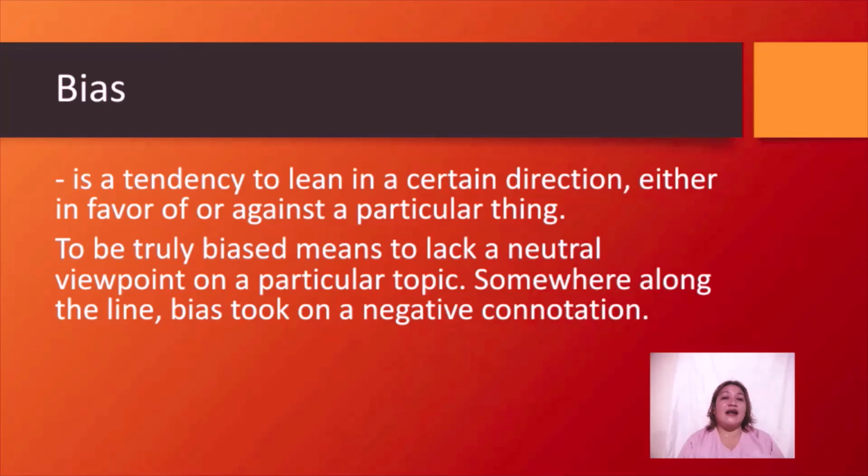Somewhere along the line, bias took on a negative connotation. If you're biased towards something, then you lean favorably toward it. You tend to think positively of it. Meanwhile, if you're biased against something, then you lean negatively against it. You tend to think poorly of it. Examples.